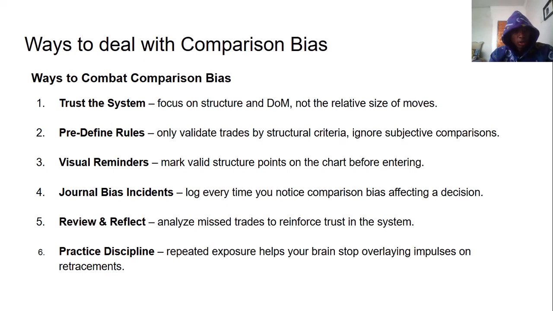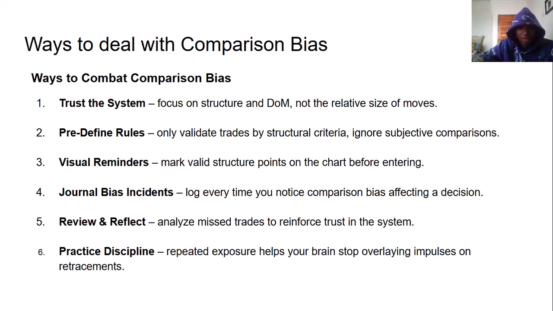Ways to deal with comparison bias. I want to make this really fast. The way to combat comparison bias is we need to trust the system. This is for me, like I said, not for you guys. So I need to focus on structure and depth of mitigation, not the relative size of moves. It's very important. And we need to have predefined rules. Only validate trades by structural criteria. We need to have criteria for structure, and we need to ignore subjective comparison.